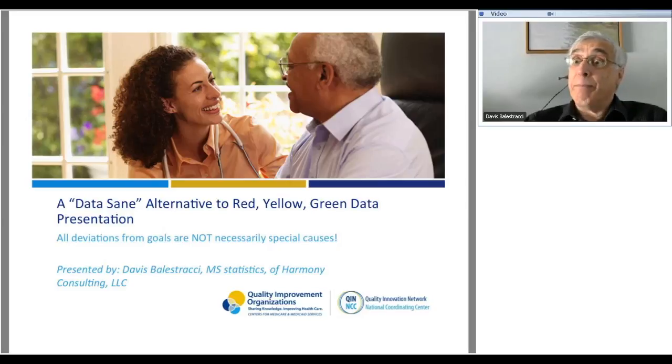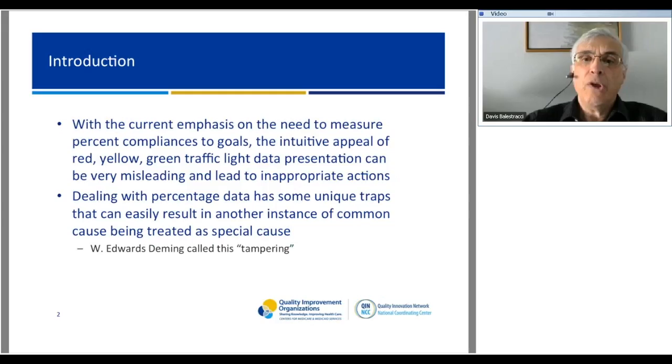So, coupling it with the plotting the dots message, let's take a look at red, yellow, green. So, I've already explained kind of the first point. We got to be very careful, especially when you're given a bunch of goals to meet, that it can be very misleading. And as you saw in the case of the falls data from last time, lots of action with no benefit.